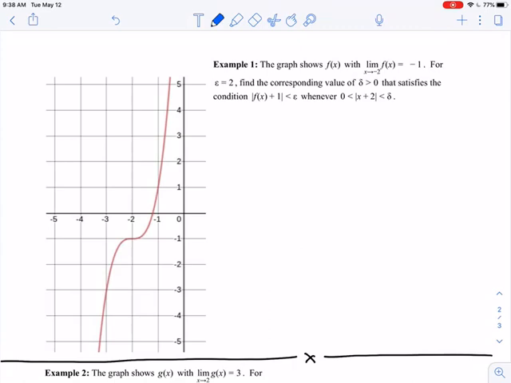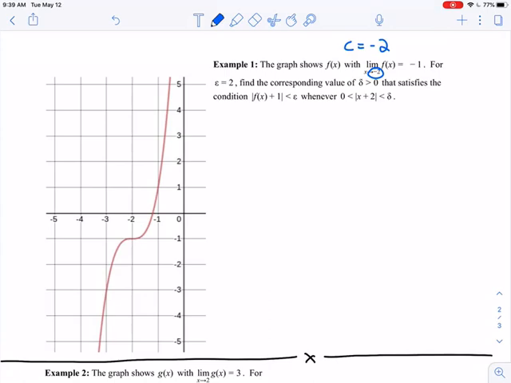For epsilon equals 2, find the corresponding value of delta greater than 0 that satisfies the condition absolute value of f of x plus 1 is less than epsilon whenever 0 is less than absolute value of x plus 2 is less than delta. How I would start this problem is I want to figure out what x value we're approaching, what is our c if we look back at our definition. So here we're approaching negative 2, so I say c is equal to negative 2.